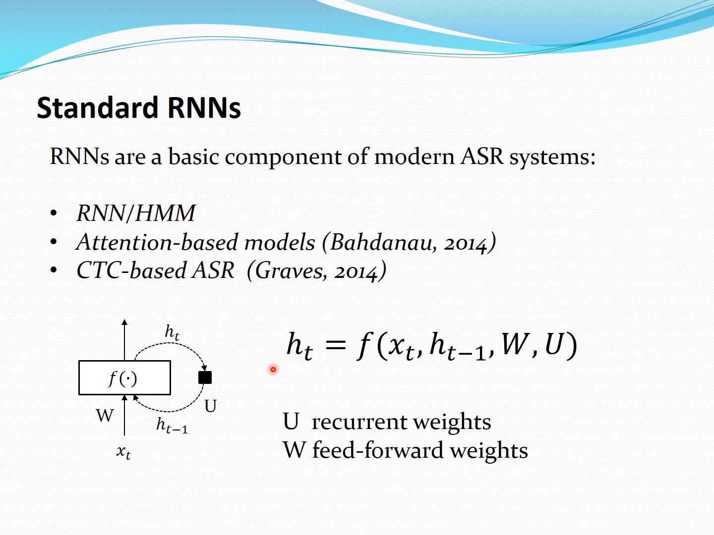Recurrent neural networks are typically based on this equation, where the current state at time t not only depends on the current input but also on the previous states. Of course, our function f depends on some trainable, learnable parameters W and U, which are the recurrent weights and the feed-forward weights.